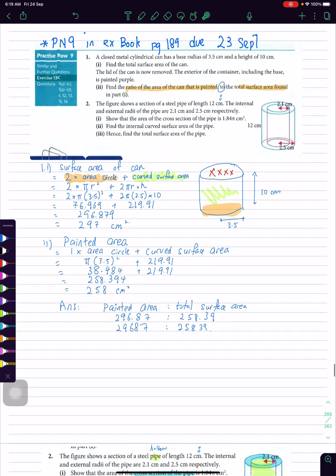Now, so the answer to this, you want the ratio, right? So the ratio of the painted area over the total surface area. Now note that I did not use the 3SF, I used the 5SF number. So it will be 296.87 is to 258.39. Alright, and then I reduce to the lowest term. These two numbers cannot be reduced, so I just multiply by 100 to get a whole number. Alright.